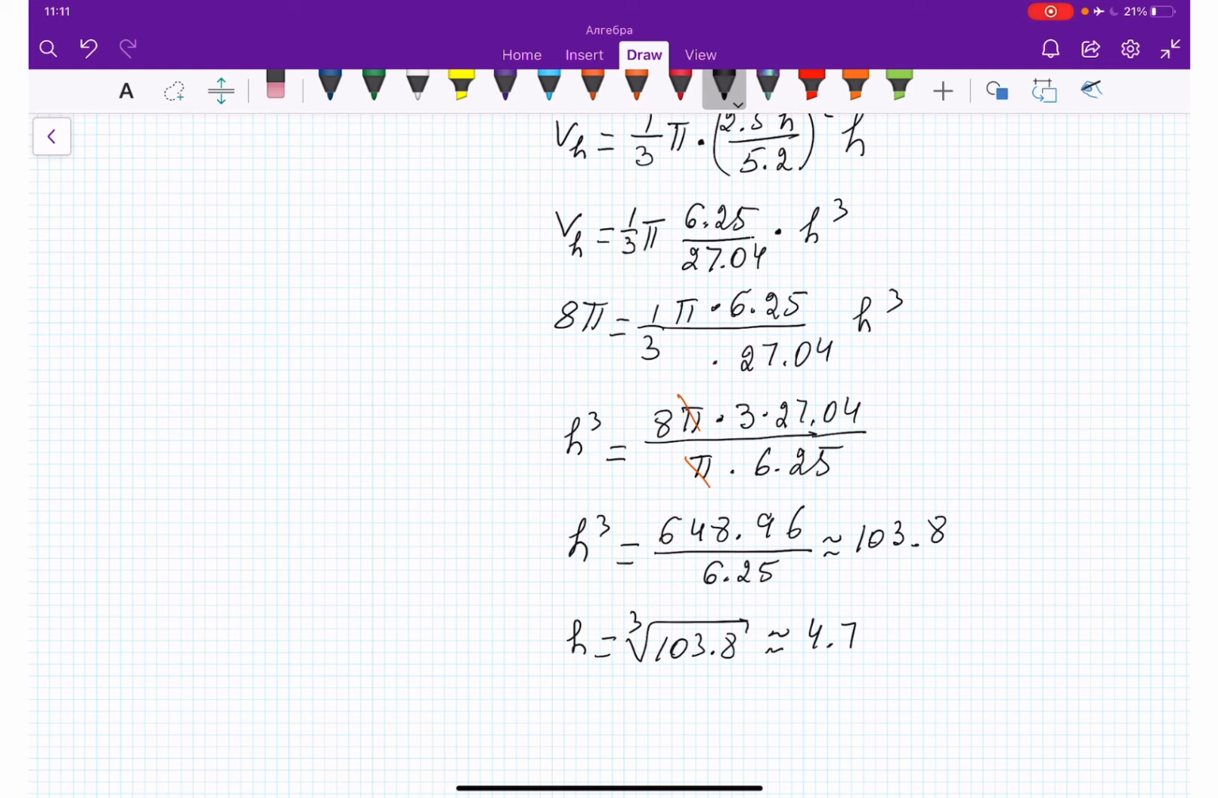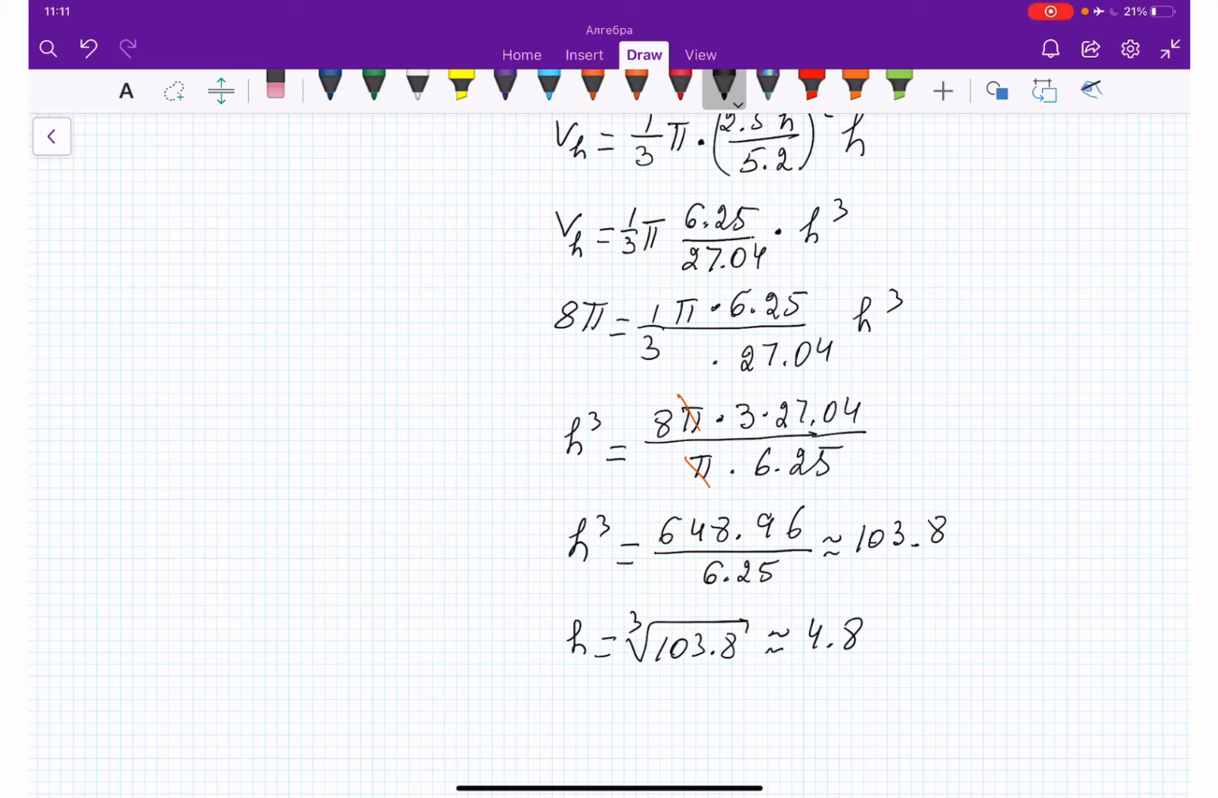4.7. Let me double check one more time real quick. Cubic root of 103.8, well, I could put it's 4.7734, almost 4.8, I would say. We could round it up to 5 if you want, for the sake of easiness. I don't know based on requirement, but 4.8, okay. We work with this 4.8.